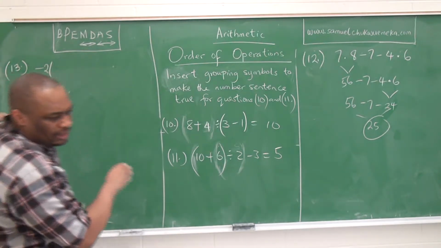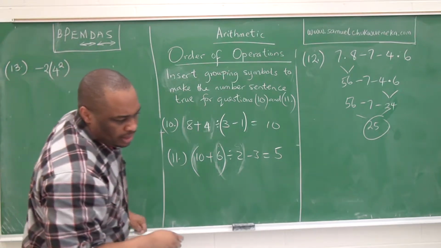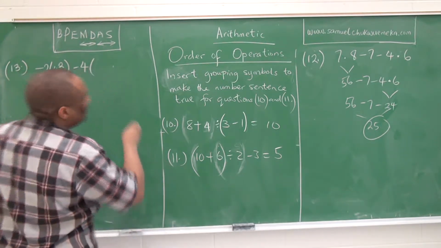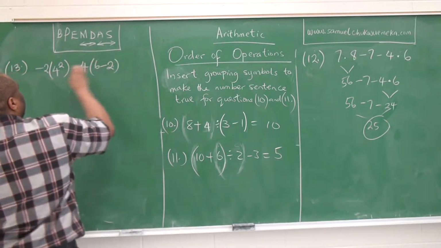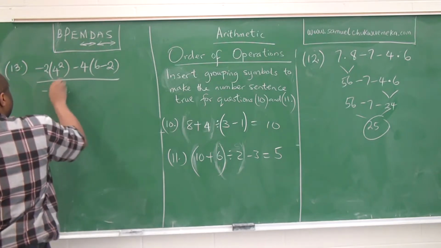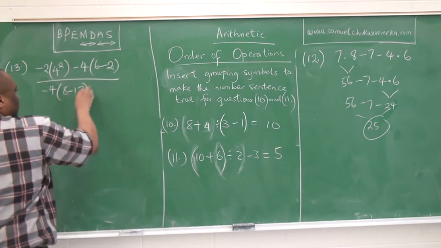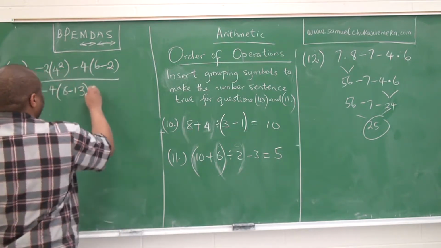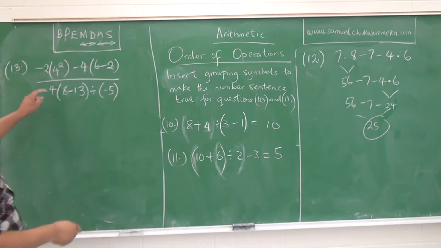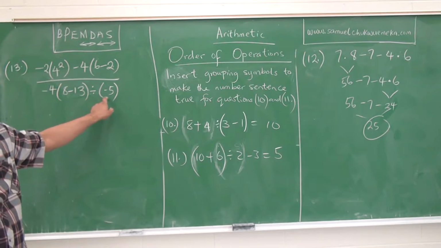Negative 2. This is now exponent. Okay, 4 squared minus 4, 6 minus 2, then divided by negative 4, 8 minus 13, divided by negative 5. Okay, some people wonder why they will have to put parentheses if it has a negative sign.